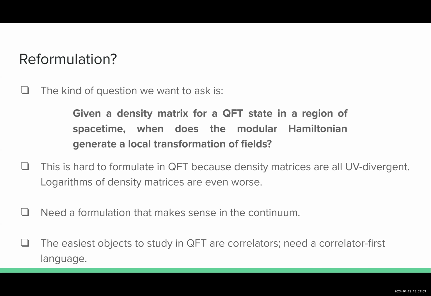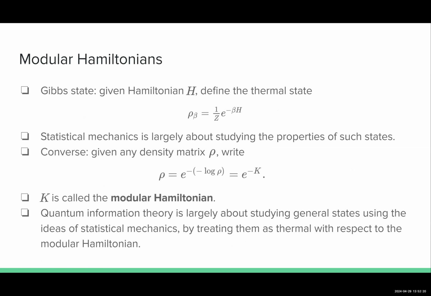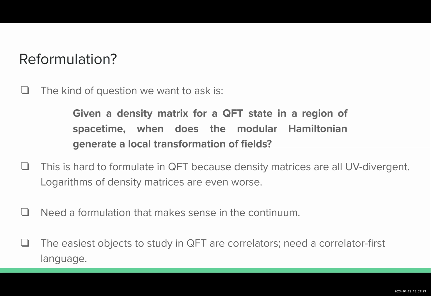This is a good way of orienting your thinking, but it's very hard to make progress with this formulation of the problem. The reason is that in quantum field theory, density matrices are UV divergent. So if you want to deal with density matrices at all, you need to put in some UV cutoff, and you need to treat it very carefully. In fact, this modular Hamiltonian involves a logarithm of a density matrix. So you're taking a logarithm of a UV divergent quantity, and that's going to be even harder to deal with. So typically, it's easiest to approach a question like this by reformulating it in a language that already makes sense in the continuum, so you don't need to worry about these UV divergences.